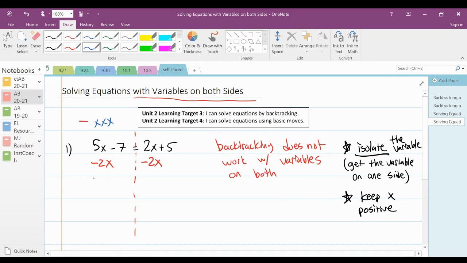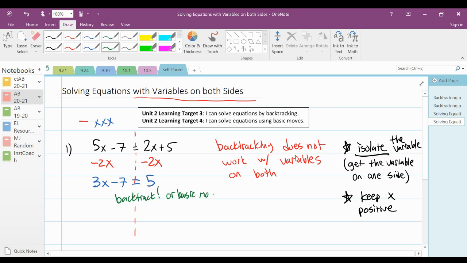Now, 5x's minus 2x's is 3x's. I didn't really touch that -7, so it's still there. And on the right side of the equal sign, 2x minus 2x, there are no more x's on the right side. I'm just left with a positive 5. At this point, I can backtrack or continue with basic moves because you'll notice the variable is only on the left side of the equation. All right, so we can backtrack or use basic moves.